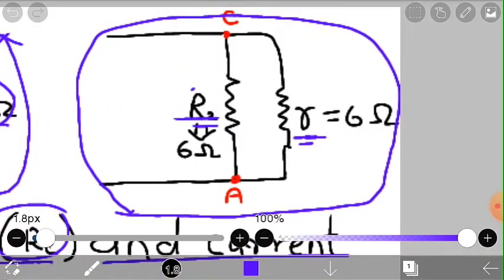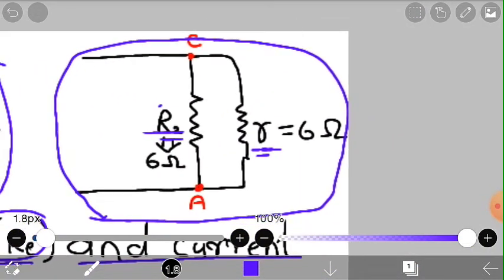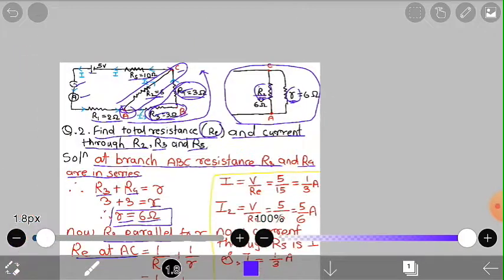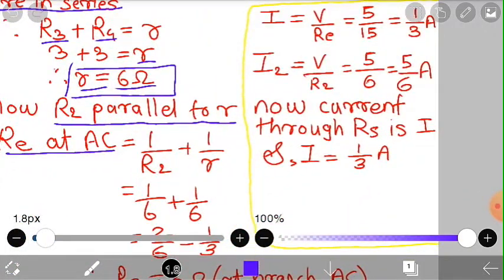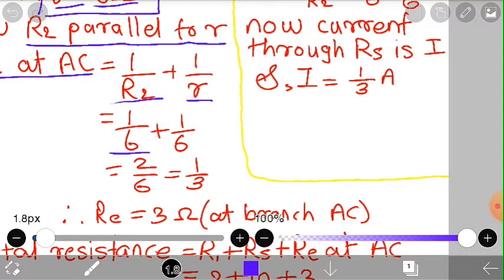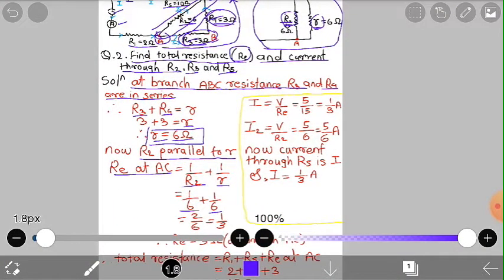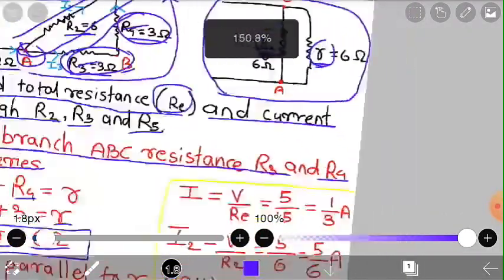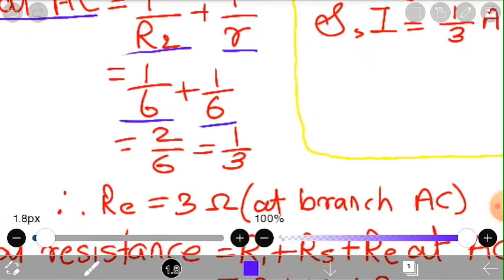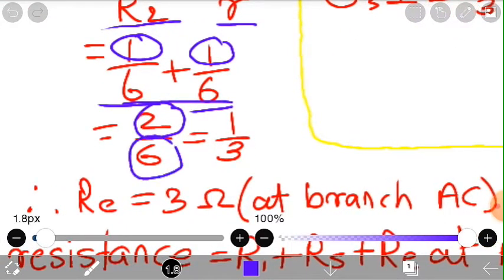Now in this diagram we see that this R is parallel to R2, therefore the equivalent resistance will be the addition of the reciprocals of these two resistors because they are in parallel. Therefore Re at AC, the equivalent resistance at branch AC, equals 1 by R2 plus 1 by R, that is 1 by 6 plus 1 by 6, since both R2 and R are equal to 6 ohm. Therefore 1 plus 1 will be equal to 2, and 6 is common in the denominator, so 2 by 6 equals 1 by 3.